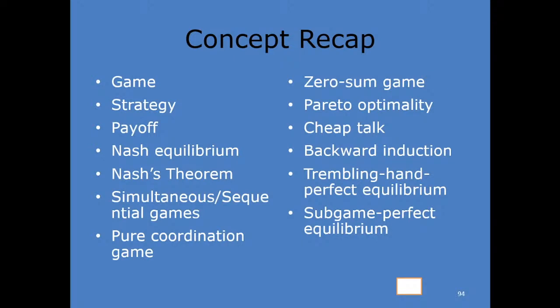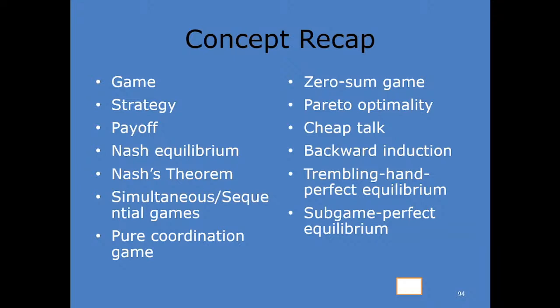Okay, quick recap of what we've been discussing today. We introduced the concept of game, strategy, payoff, Nash equilibrium, where everyone is best responding to the actions of the others, so that assumes full rationality and complete information. And we differentiated between simultaneous games, such as the prisoner's dilemma, and sequential games. We talked about pure coordination games, zero-sum games, where mors tua vita mea, right? I gain if you lose. In order to gain the most, you need to lose the most.